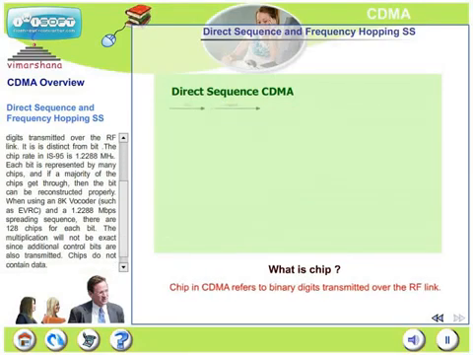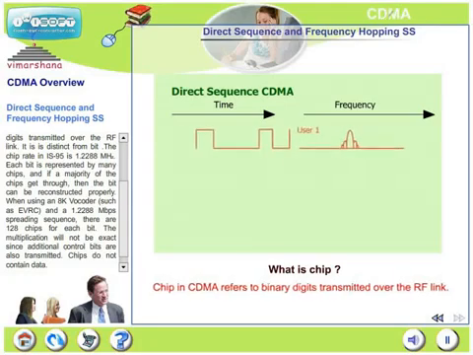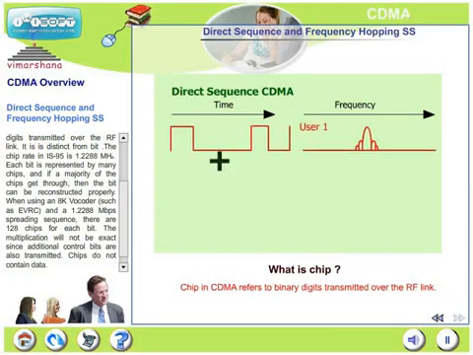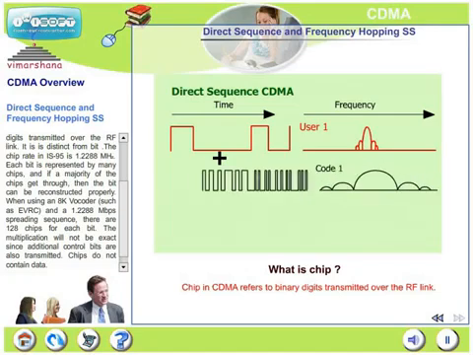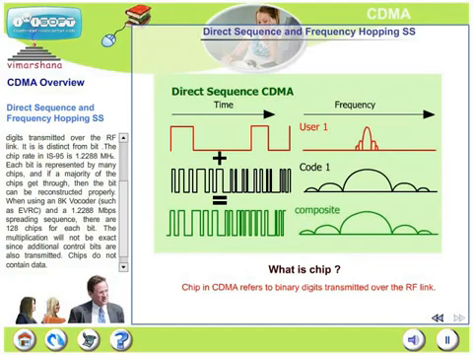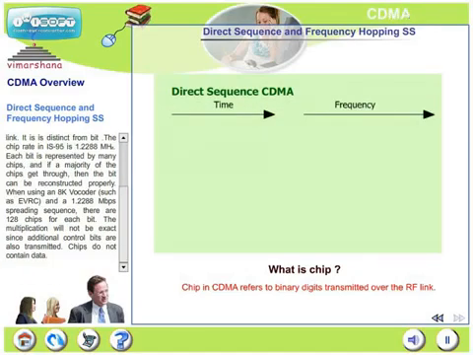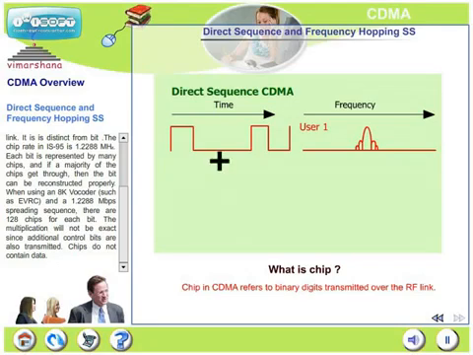Each bit is represented by many chips, and if a majority of the chips get through, then the bit can be reconstructed properly at the receiver. When we use an 8K vocoder such as EVRC and a 1.2288 megabits per second spreading sequence, there are 128 chips for each bit. The multiplication will not be exact since additional control bits are also transmitted. Chips do not contain data. This is very important. Please note, data is separate and chips are separate.